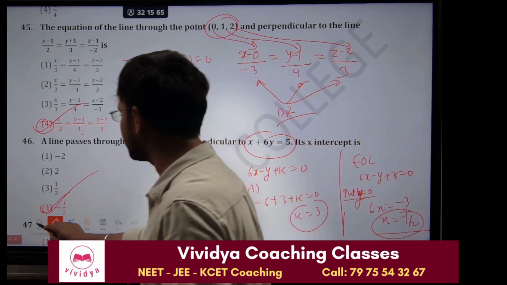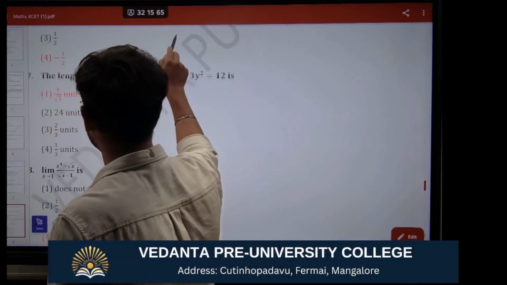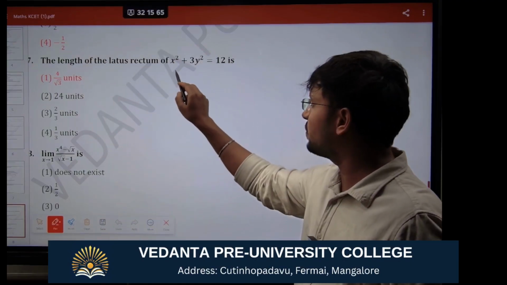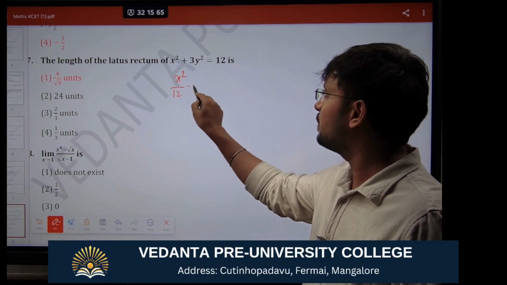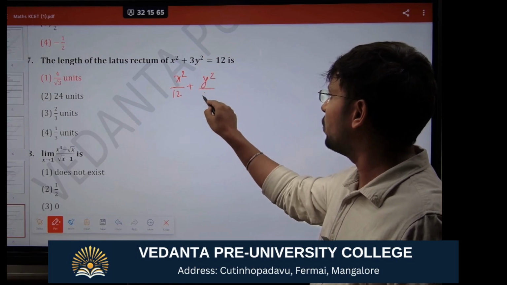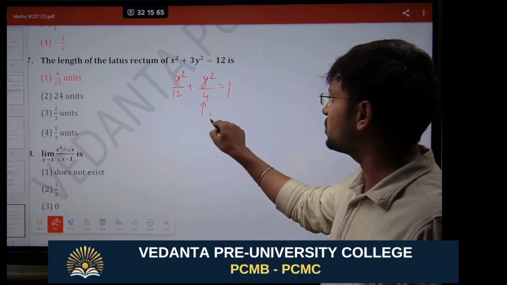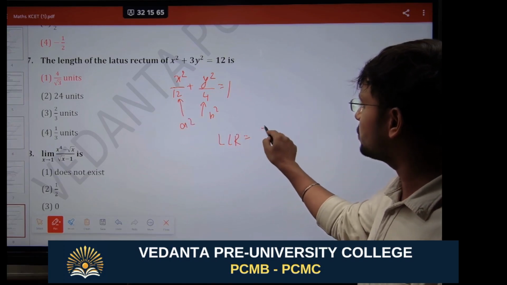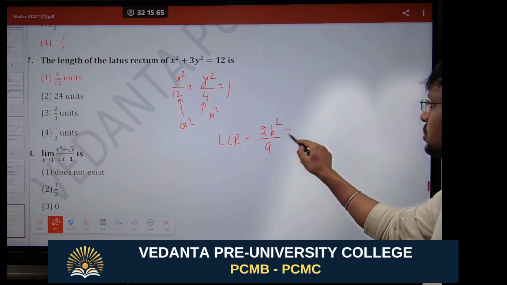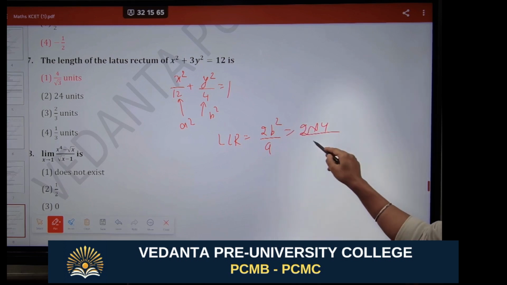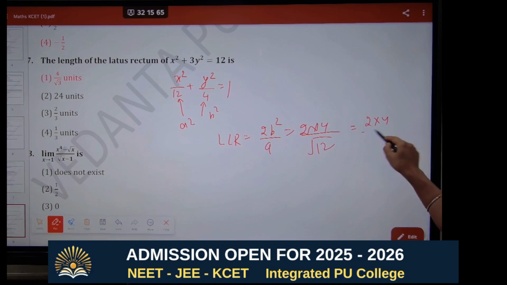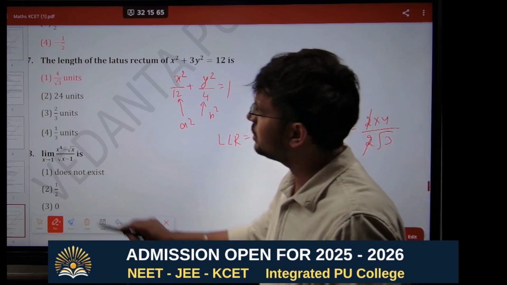Now let's go to the next, 47. Okay, this is an ellipse. Write the standard form: x square by 12 plus y square by 4 is equal to 1. So this is my a square and this is my b square. Length of latus rectum is 2b square by a. So 2 into b square is 4 and a is root 12. Root 12 can be written as 2 root 3. So 4 root 3, option number 1.